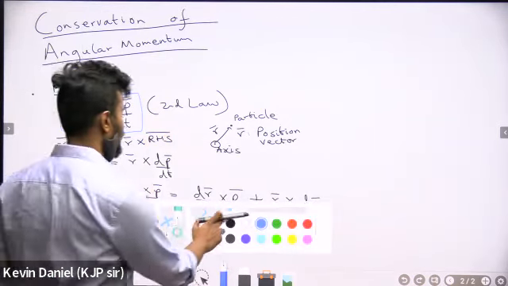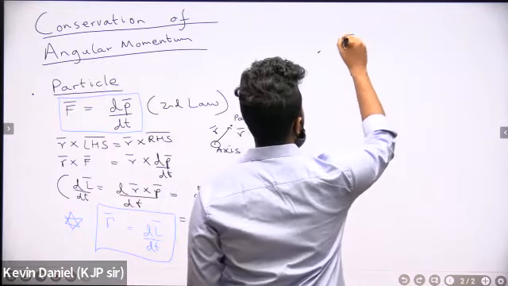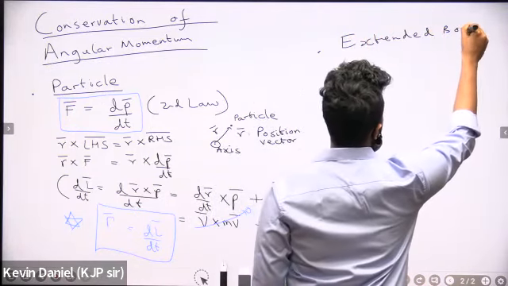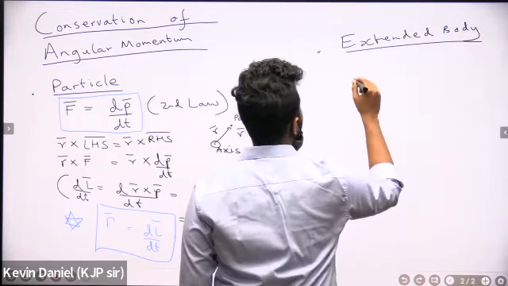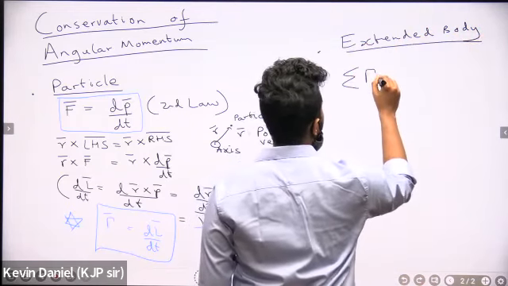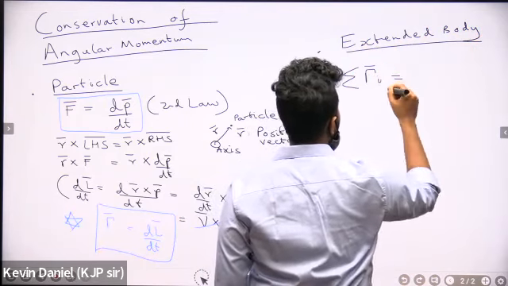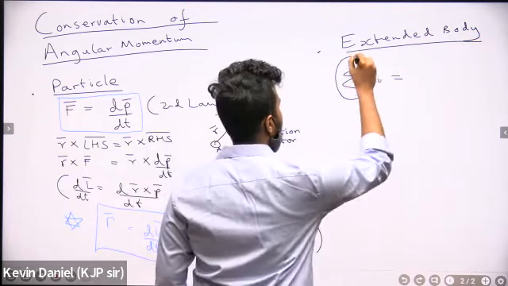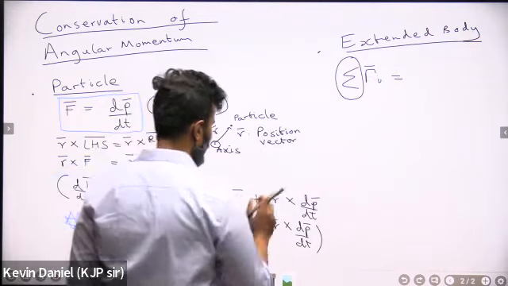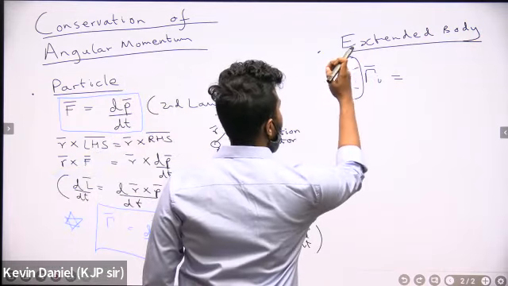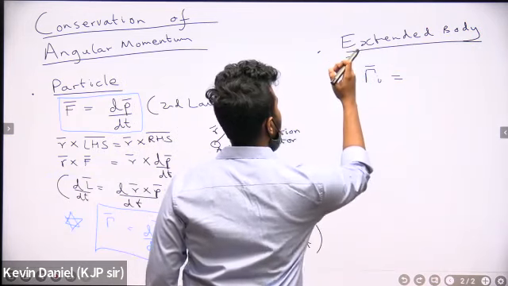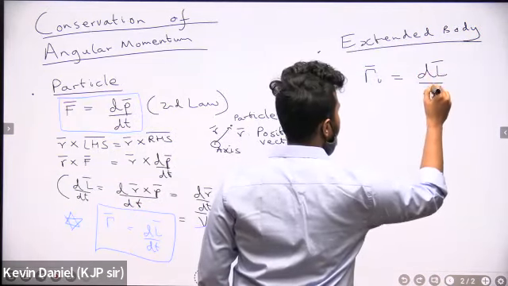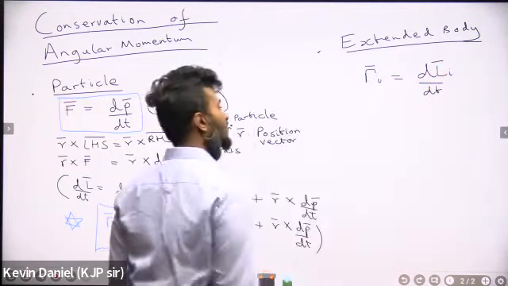And for an extended body, you again have the same result. For an extended body, we'll add this up for every particle. We'll add up the torque for each particle. Each particle's torque is the rate of change of that particle's angular momentum.